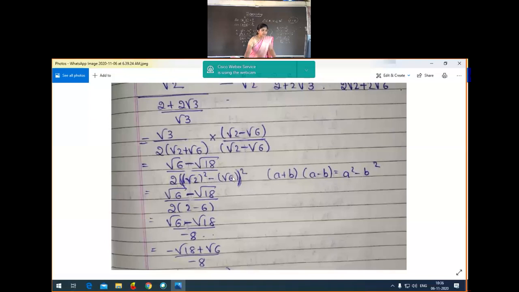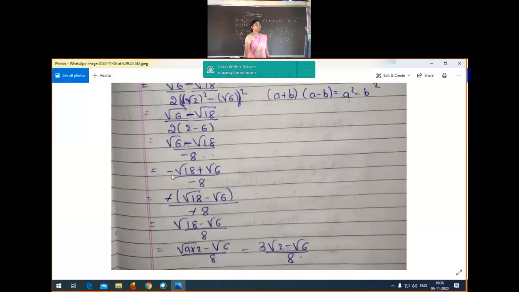In the denominator, in the rationalization of the denominator problem, we always have to apply this identity: (a plus b)(a minus b) is equal to a square minus b square. So the numerator is root 6 minus root 18 as it is, and in the denominator, 2 into, here root 2 whole square is 2 only, minus root 6 whole square is 6 only. So root 6 minus root 18 divided by 2 minus 6, which is minus 4, then minus 4 into 2 is minus 8. So here minus root 18 plus root 6 divided by minus 8.